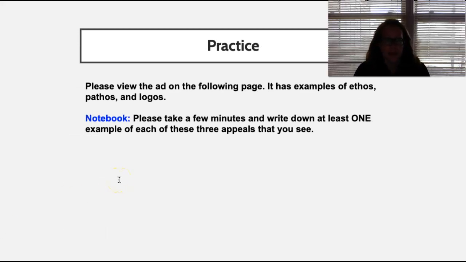So we're going to do a little bit of practice. I'm going to explain a little bit about the ad on the next page, and it does have examples. We're not going to do Kairos. I picked a little bit of an older example. We're going to do ethos, pathos, and logos because it does have all three.